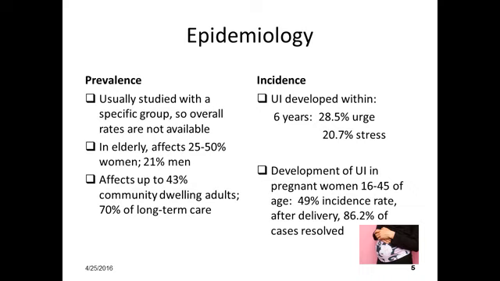Incidence and prevalence data about urinary incontinence varies according to the population being studied and provides information based on that specific population. It has been found that urinary incontinence occurs in the elderly population at a range of 25 to 50% for elderly women and 21% for elderly men. In the community setting, up to 43% of adults are affected, and in long-term care, the number can be as high as 70%. It is one of the major reasons for institutionalization of the elderly.